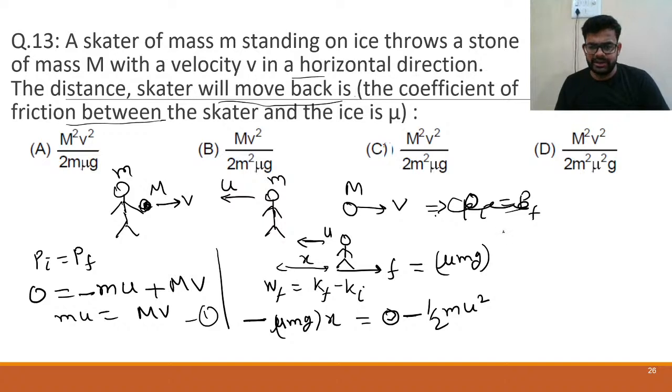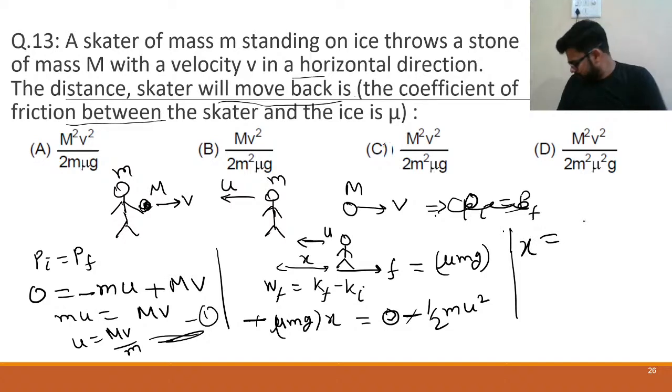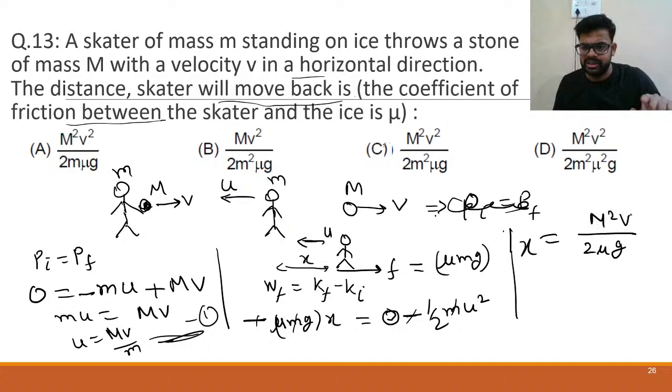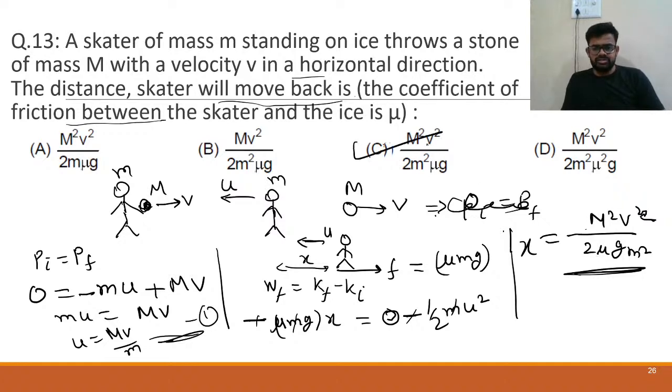Here I am using the value from equation number 1. What is the value of u? Value of u is M v divided by small m. Value of x we need to find, right? So minus minus cancels, and this m will be cancelled with this m. Now I will put the value of u: capital M square v square divided by small m square. Which option is correct? You can see in which option you are getting this. M squared v square divided by, yeah. So this is the C option. That is the correct answer.